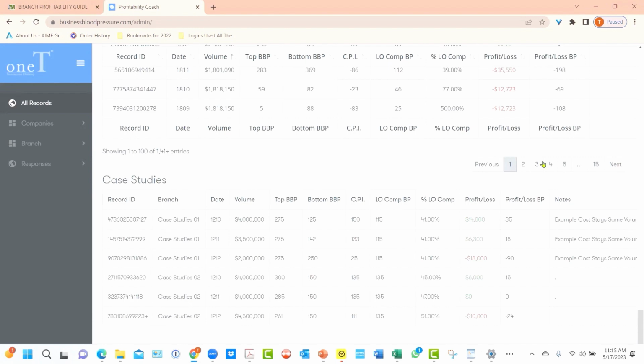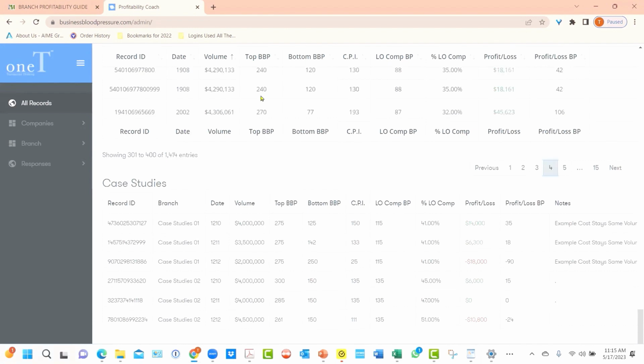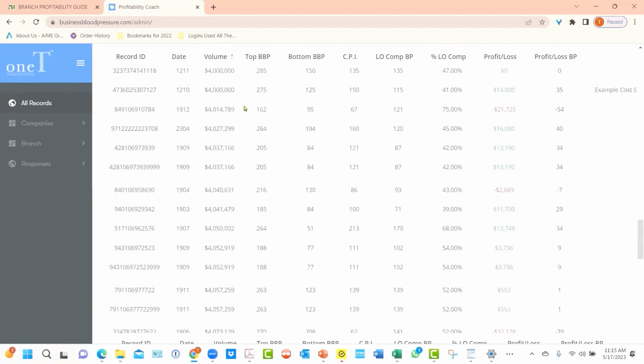So let me jump forward here and find a $4 million branch. Here's a branch that was $4 million, and I'm comparing it to another branch that did $4 million. One lost 21,000, one made 16,000. Why did this branch lose money? From the 40 minutes you've already spent with us, you can tell this: the top number is too low. They only got 67 basis points to pay 121. Boom. Done. So you can see any branch you want to.